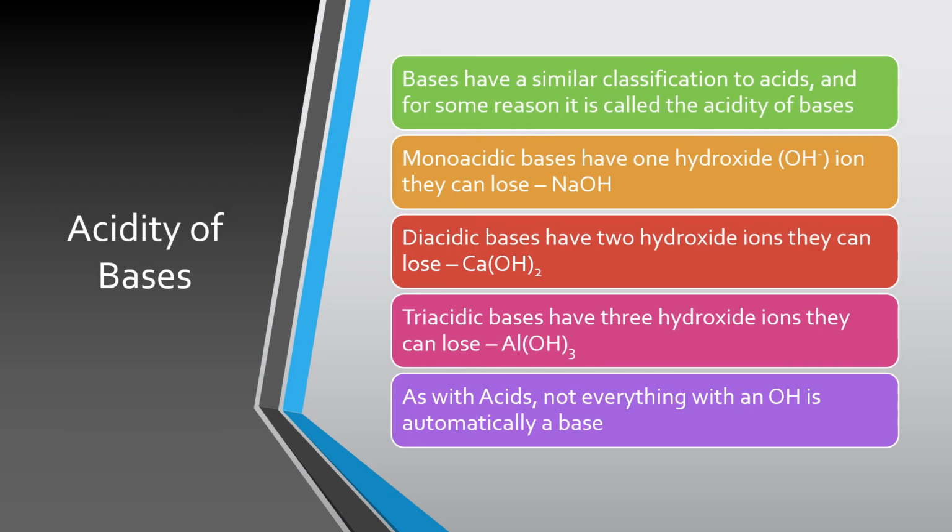Bases have a similar categorization, and somebody decided it was a good idea to call this classification the acidity of bases. Why? I can't think of any other reason than to be confusing, but oh well. Monoacidic bases can lose one hydroxide ion. Diacidic bases can lose 2, and triacidic bases can lose 3. Luckily, most bases will have a parenthesis around the hydroxide ion if there is more than one, which can help make it easier to identify.